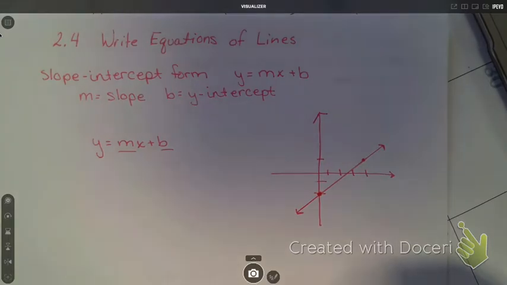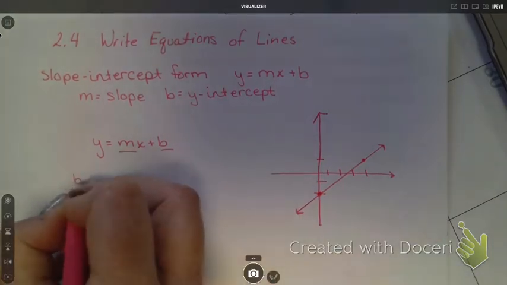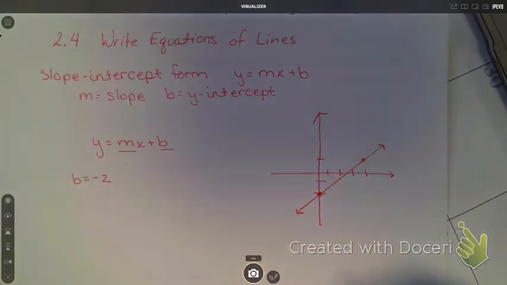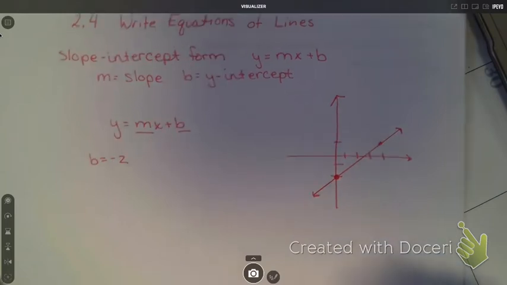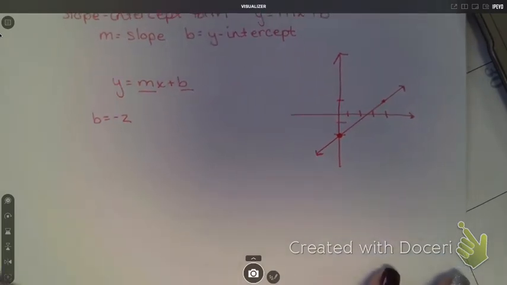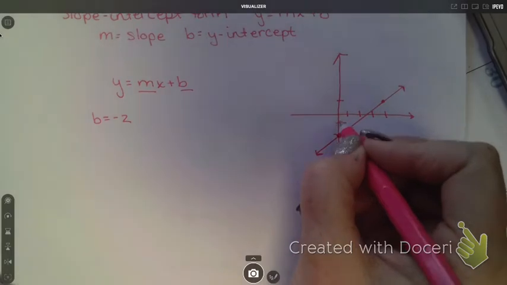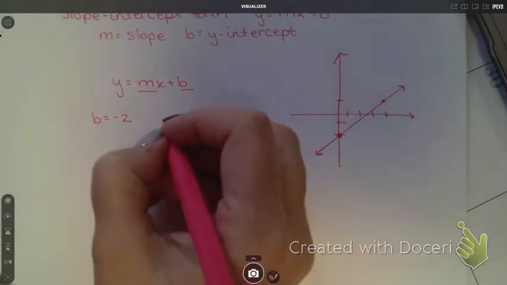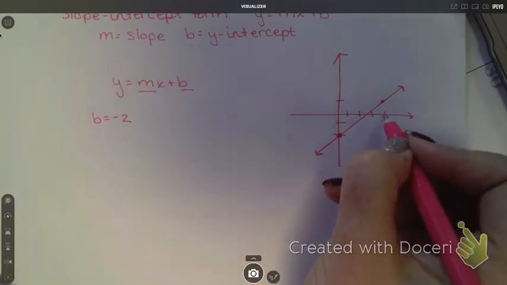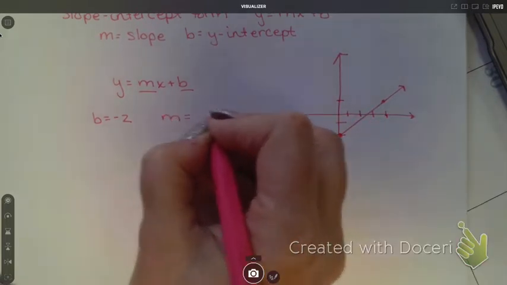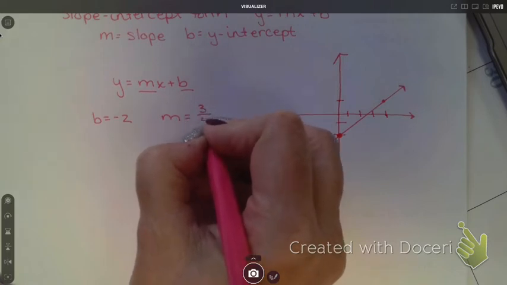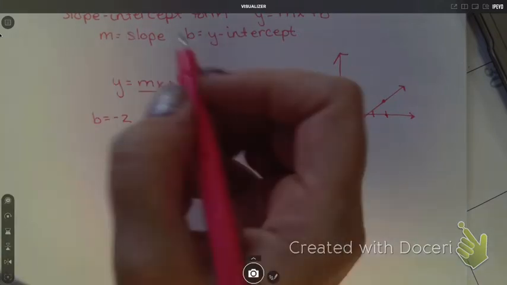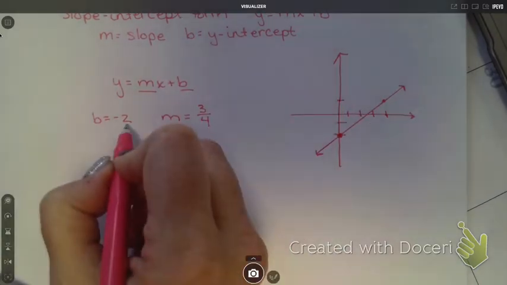-2 is the y-intercept, so b equals -2. And the slope is up 3 over 4. So the slope is up 1, 2, 3, and over 1, 2, 3, 4. So m is up 3 and right 4. If it was in a negative direction, one of those would be negative, the opposite direction. So now that I have the slope and the y-intercept, can I just plug it in?